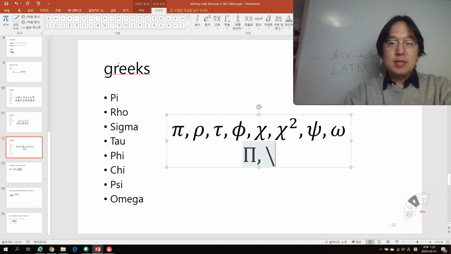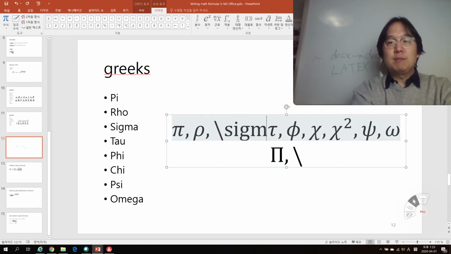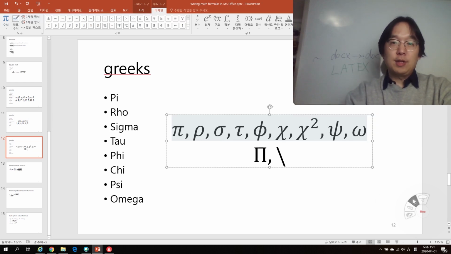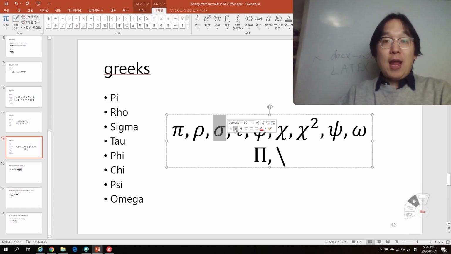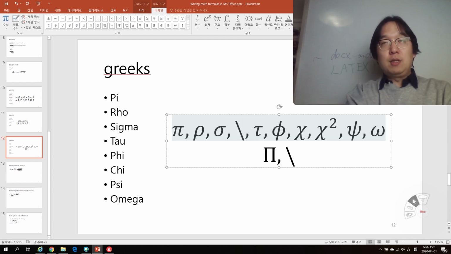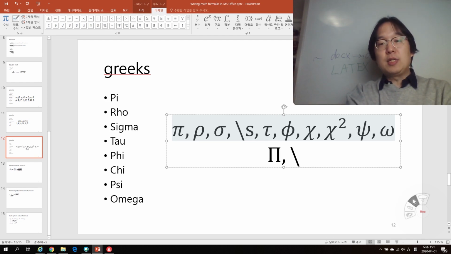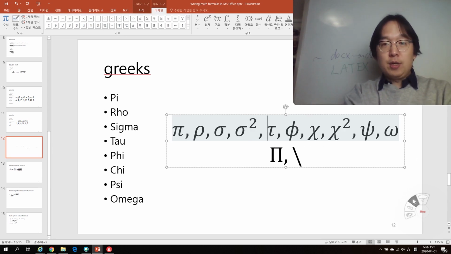Wait, did I write sigma over here? Yeah, rho and sigma, backslash sigma. Yeah, it looks like this. Many times you've seen it in standard deviation kind of things. What was the variance? Variance is the square of standard deviation. Is that right? Standard deviation, sigma, and then squared, right? That's variance. All right, now rho, R-H-O.